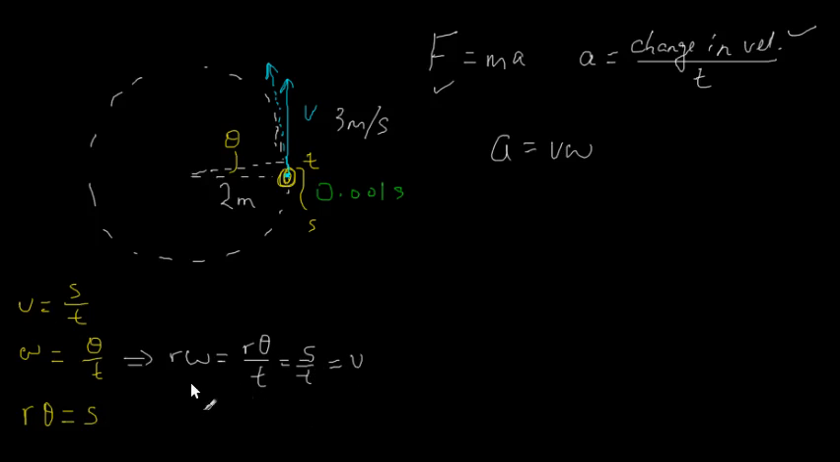So I actually have a relation between this and this. v is actually r omega. Now this is one thing I can use here. So let me write out this part.